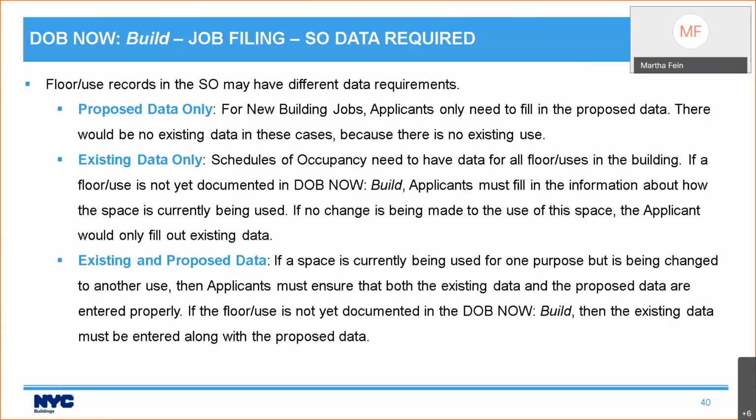If it is a new building job, you only need to fill in the proposed data because there is no existing data because it's a brand new building. So you would only be filling in the proposed data column. The existing data column is there, but grayed out. The other thing that might happen is you might fill out existing data only, and this is going to happen a lot when this first opens up. But the more people use it, the less often you're going to have to do it. You would put in existing data only if you are just filling out the information about current use and you are not making any change.